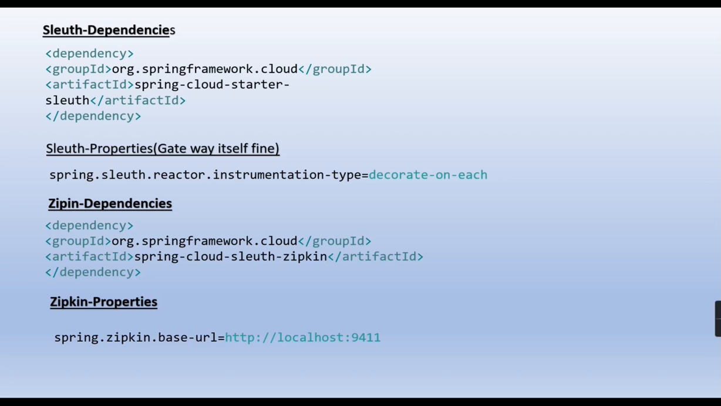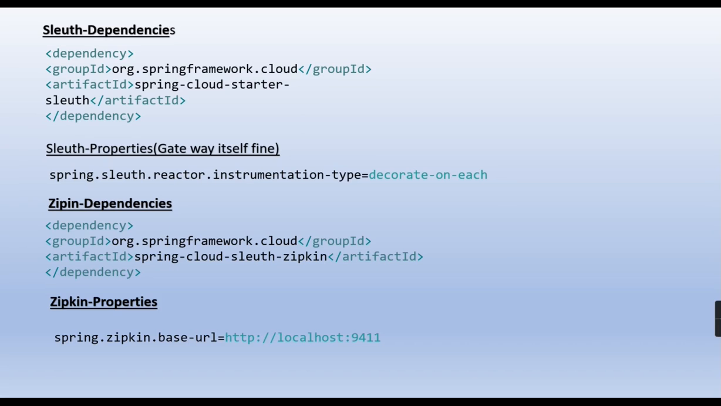And after that, Zipkin dependencies also we need to add. Wherever pom.xml is there, we need to add Zipkin dependencies. And here we need to understand that Sleuth properties we need to add only in the gateway server. Other microservices, Sleuth properties are not required. If we are adding them, it is not a problem, but they might not be required.